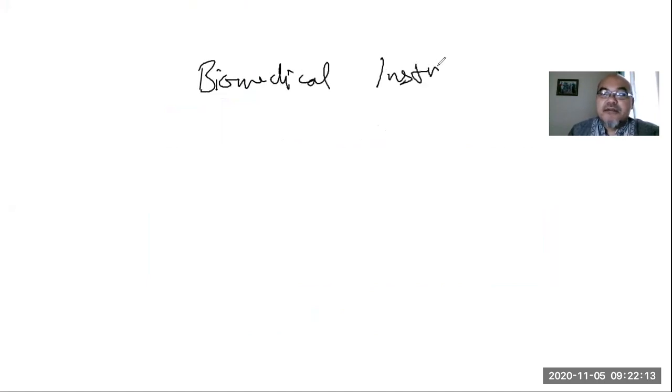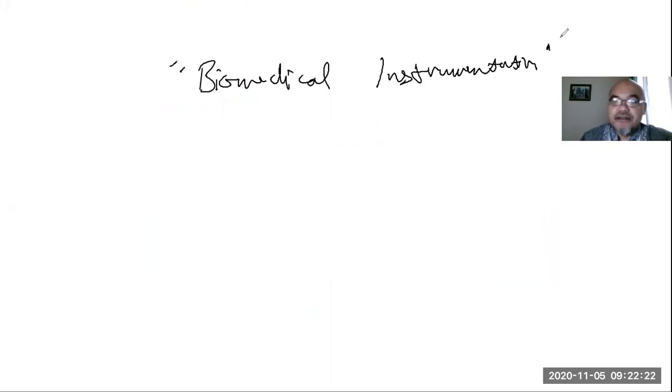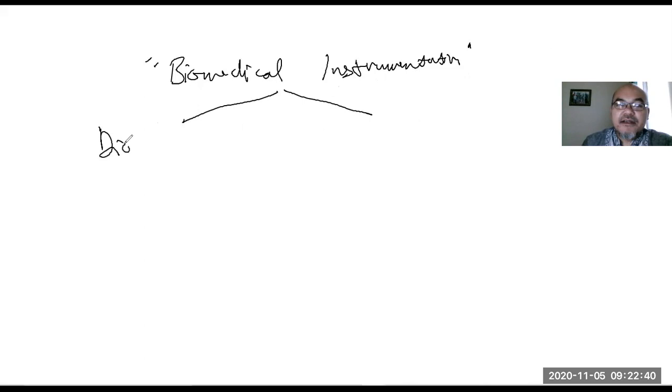Of course, in general, biomedical instrumentation means any devices or any equipment used in healthcare, in diagnostics or therapeutics. So this can be classified into two different types of devices: the diagnostic device and the therapeutic device.